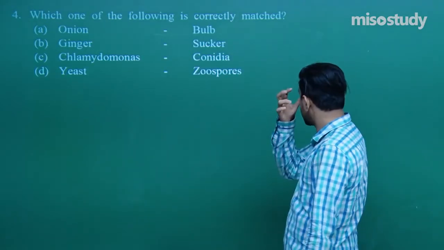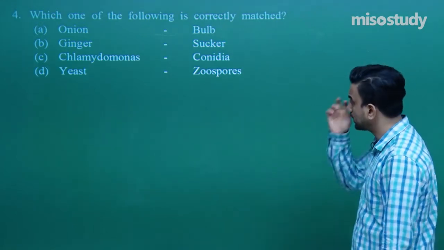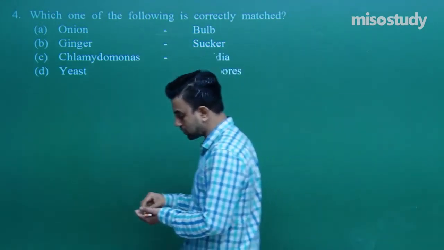Which one of the following is correctly matched? Right, onion, bulb, absolutely. This is the correct option, the onion bulb.